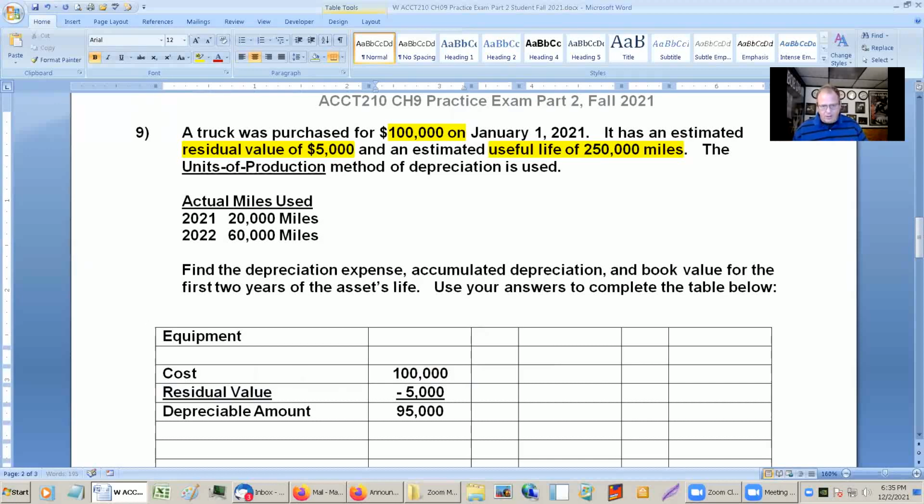So up to this point, it's exactly the same as we did before. Same thing as a straight line. Now, when we divide it though, we're not going to use years. We're going to use miles. So we're still talking about its life. We're saying, okay, instead of measuring life in years, life in miles. So this will be divided by... So this will give us our depreciation per mile.